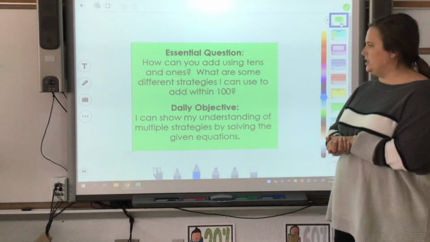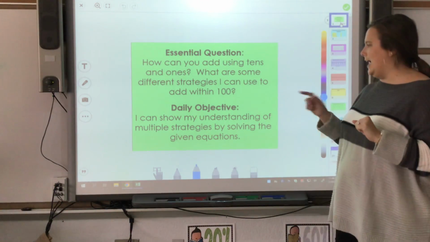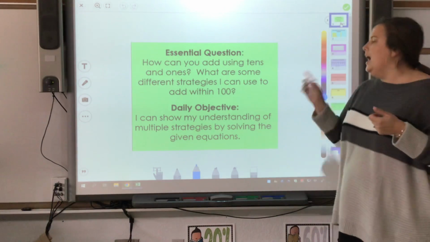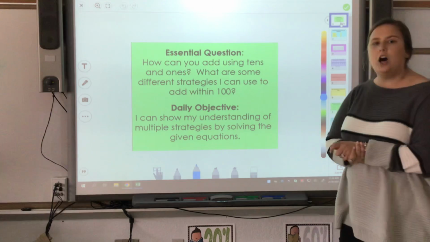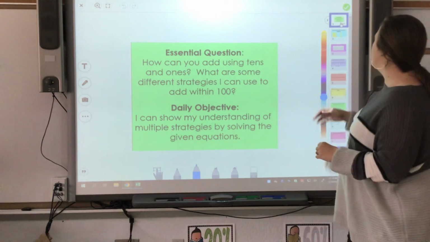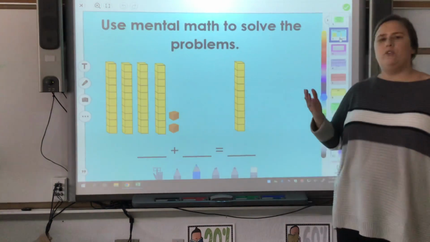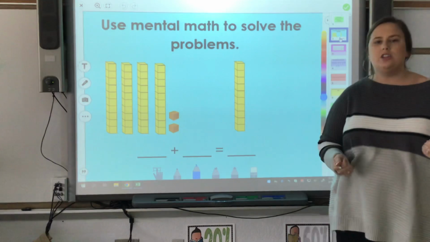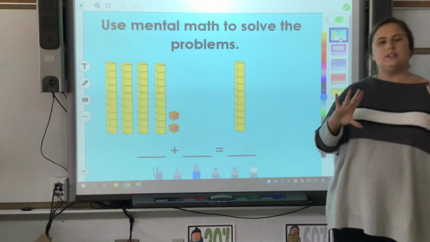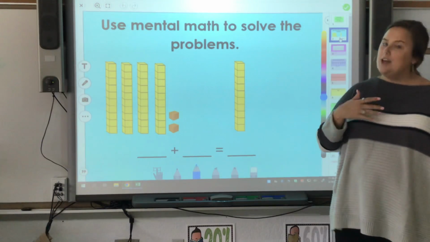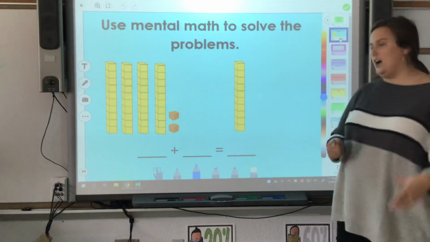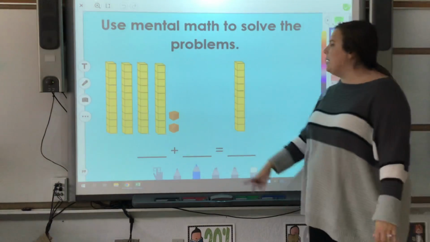Some different strategies I can use to add within 100. I can show my understanding of multiple strategies by solving the given equation. So today we're going to review some of our strategies, and then you're going to have a worksheet to complete at the end. So we're going to have some word problems that we need to use some of these strategies. So our first problem looks like this.